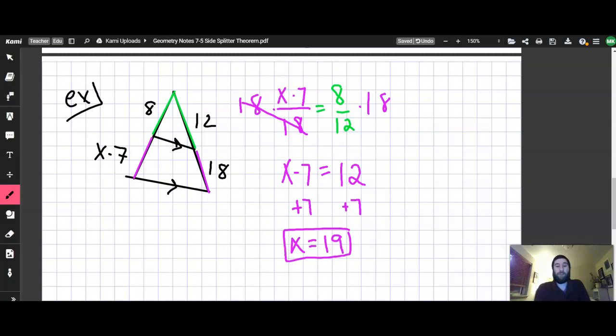Ladies and gentlemen, just as a clarifying point, 19 is not the length of this segment. The length of the segment is 19 minus 7, which was 12, admittedly. But, ladies and gentlemen, the length of this segment is not the value of x here. The length of the segment is the value of x minus 7. So, with that clarifying point made, ladies and gentlemen, I hope that helps you out.